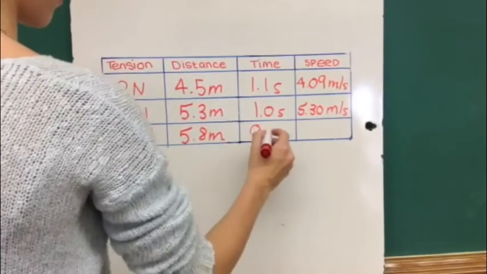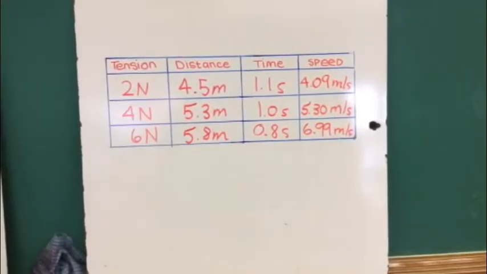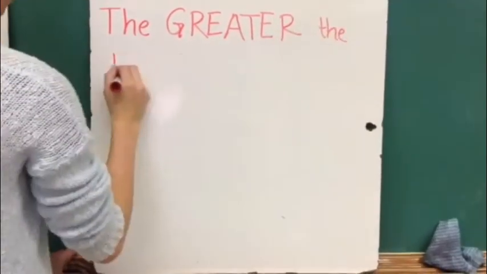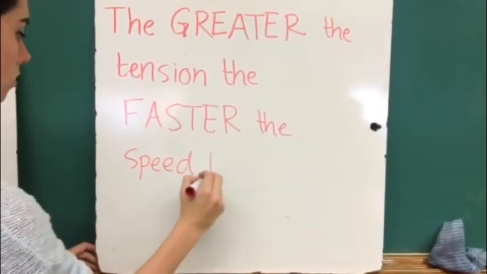Repeat this process for a final time using 6 newtons. At this point in time, you should see a recurring pattern. By looking at this data, we can see that the greater the tension, the faster the speed.